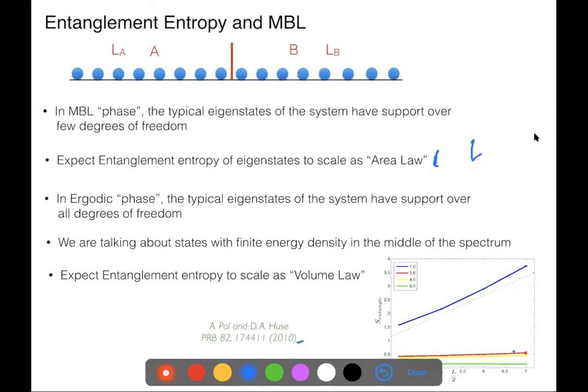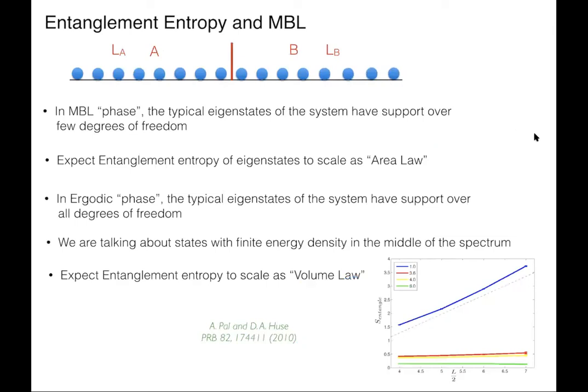It basically says it scales as L to the power d minus 1, which in 1D is L to the power 0. On the other hand, if you are at weak disorder, it seems to be scaling with the size of the subsystem, and that is called the volume law. So that's another distinguishing feature between the energy eigenstates of ergodic and MBL states.